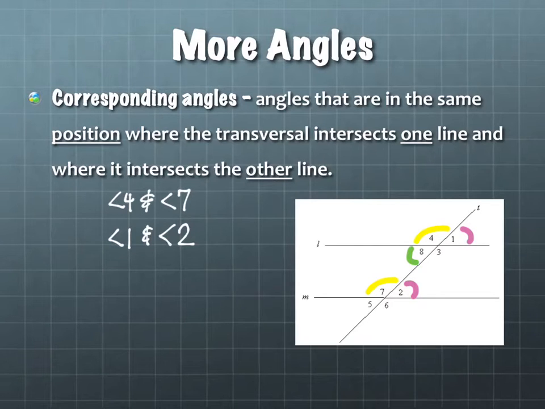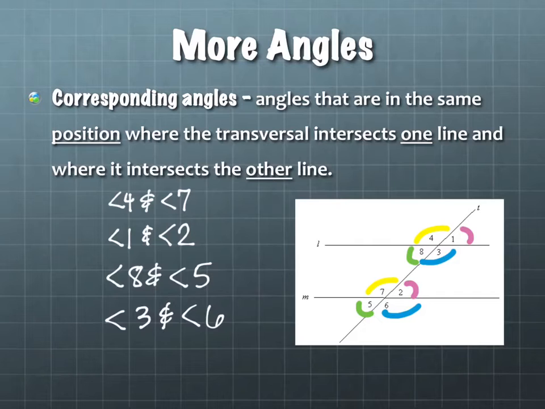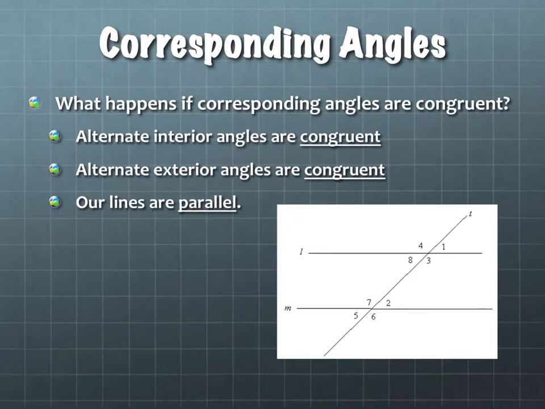We can do 8 and 5. Or we can do, I got 3 and 6. So there are 4 pair of corresponding angles. So again, there's a congruency that happens with these corresponding angles, but only when the lines are parallel. So that's what this last piece is talking about, corresponding angles.